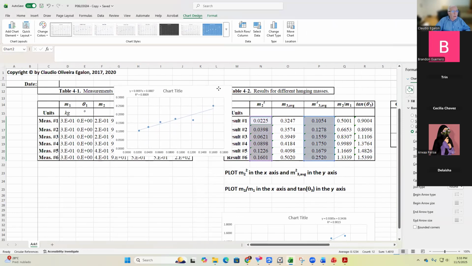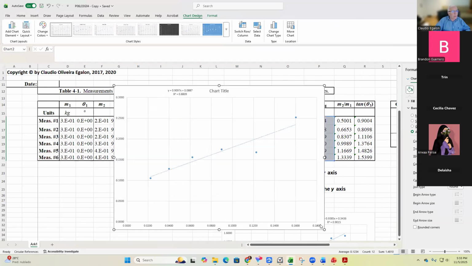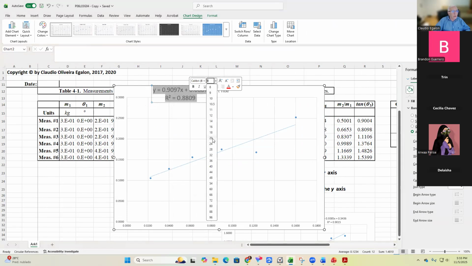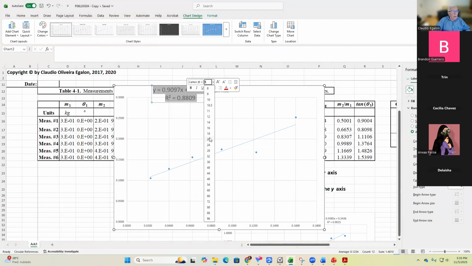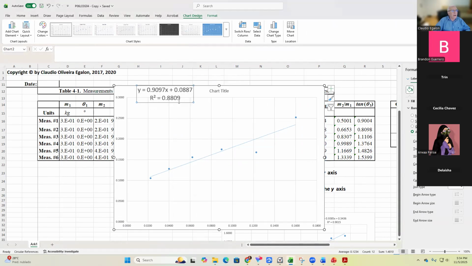Okay, this is the graph I'm getting for group number 4, and that's the regression equation. Let me make it larger so you can all see. Can you see it? Oops. Oh gosh. Let's try it again. Okay, good. That's the regression equation I'm getting. A slope of 0.9097, intercept of 0.0887, and these are squares. Is that what you are getting?